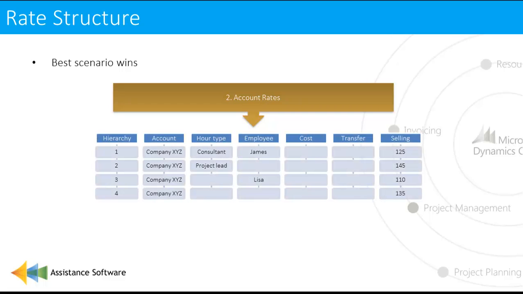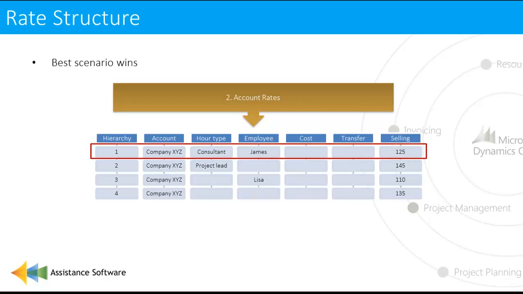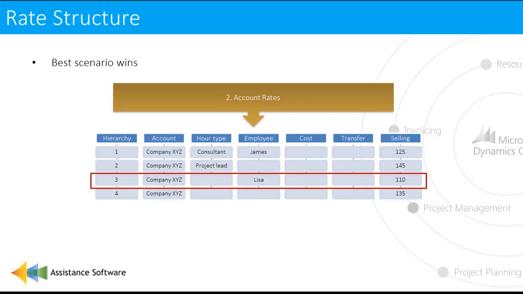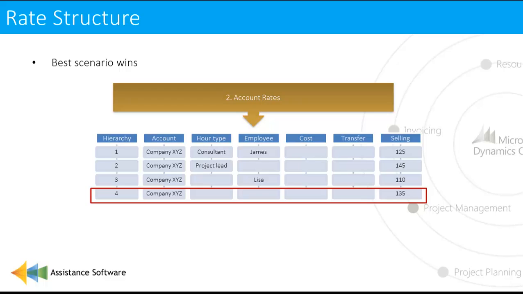It will first look for rates created for the project account with the selected hour type and employee. If it can't find it, it will then look for a rate defined for the selected hour type. If no rates are defined for the selected hour type, PSA will then look for the employee rate. The last option will be to find an account rate to apply systematically, whatever the hour type or employee.